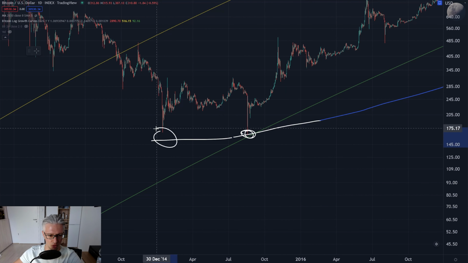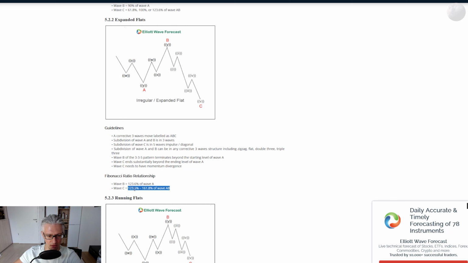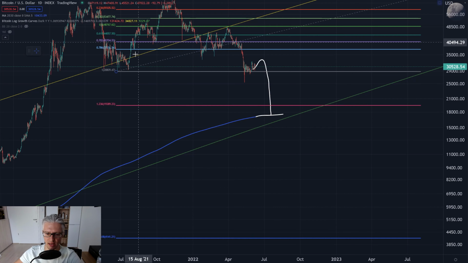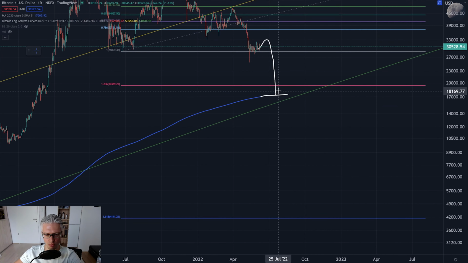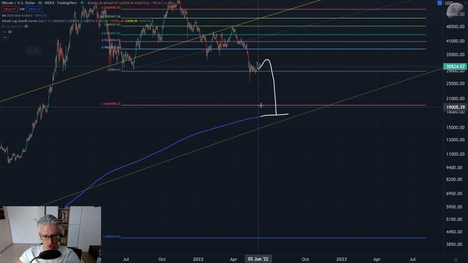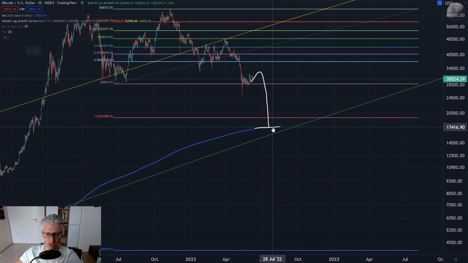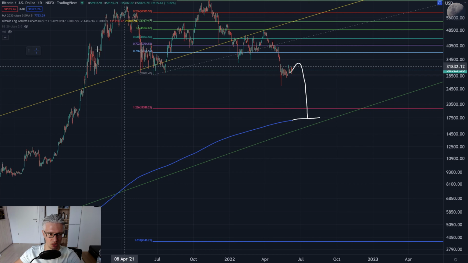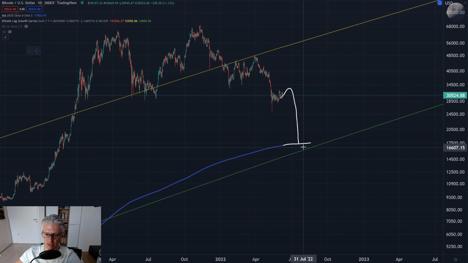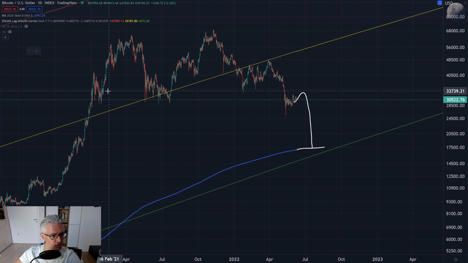Now, according to Elliott wave theory here, it says, well, wave C ends between 1.236 and 1.618 Fibonacci extensions, right? So this is between the 1.236 and 1.618. So this would qualify as spiking down, similar to the March 2020 crash, all the way back to the weekly moving average of 290 weeks or 2030 days. But will this actually happen? Well, this is of course the question now, right?